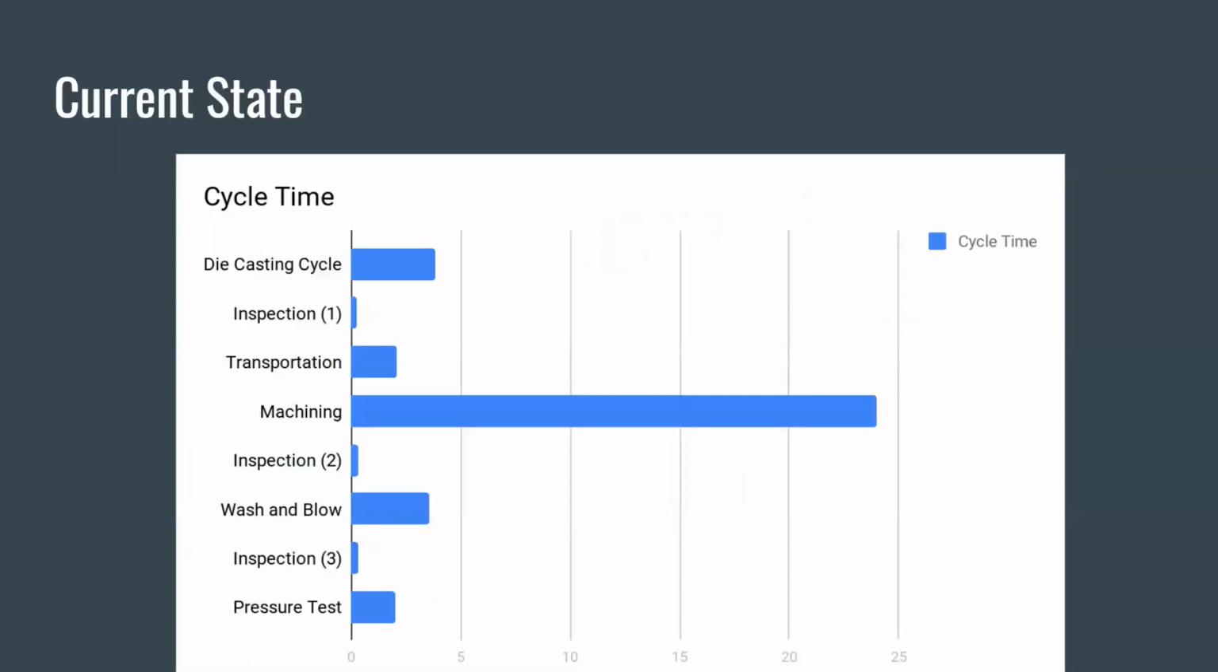As you can see from the graph of the cycle times of machines and other operations shown above, the machining process has the highest cycle time while the other operations are relatively low, showing that clearly something must be done in order to balance this process.